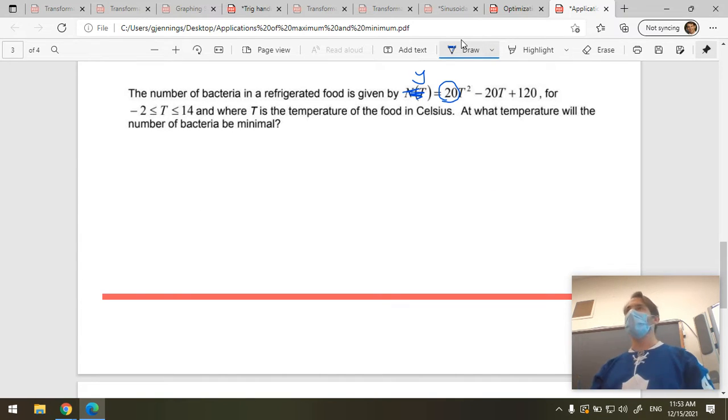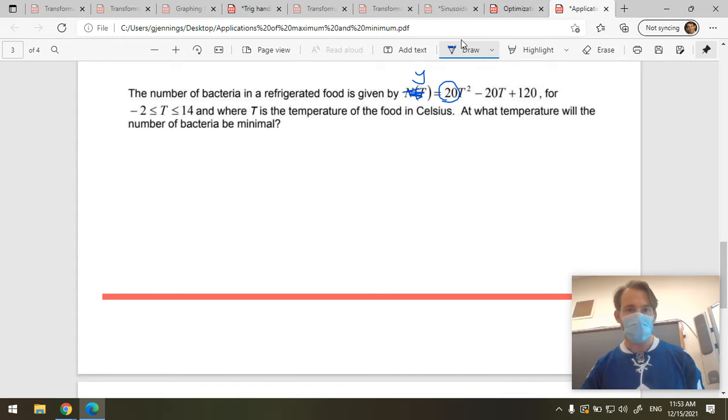So one of the ways is to find the vertex, and that will tell us what temperature we should put for our refrigerator, and that will be the lowest possible amount of bacteria that we'll get. Okay? Because T is temperature here. So we can set the temperature anywhere from -2 to +14. Now you could go ahead and test all the values with some real food in your fridge, or if you had this equation, why wouldn't you just do the math?